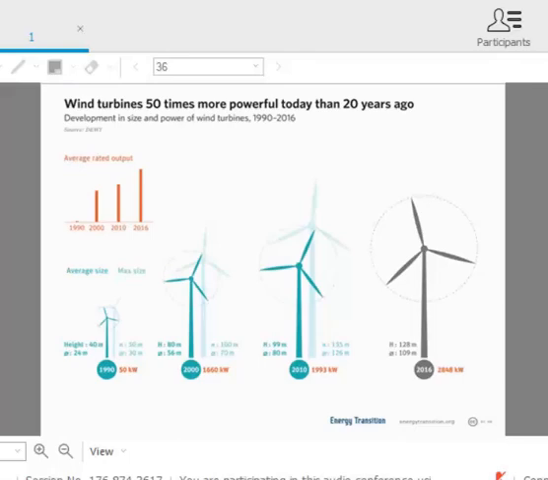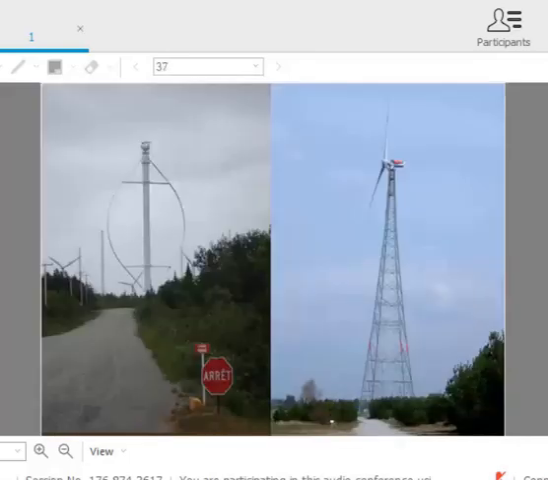So like that, wind turbines are 50 times more powerful today than 20 years ago. Like, yeah, that we had already discussed yesterday. So like that, vertical axis, such kind of wind machines are installed.